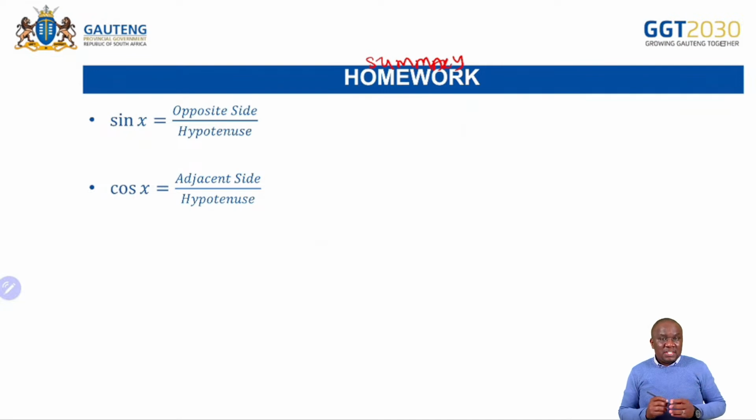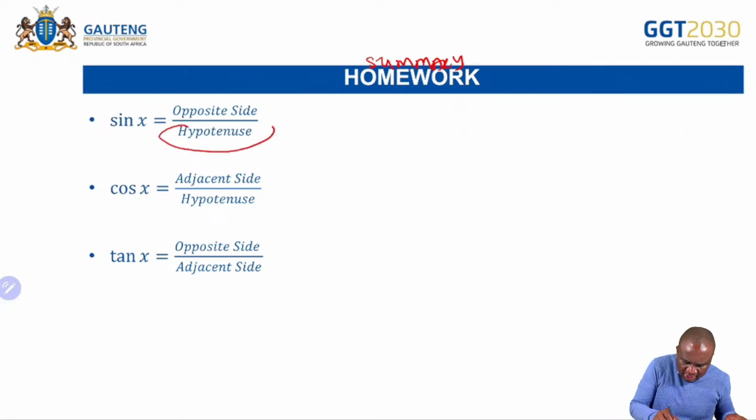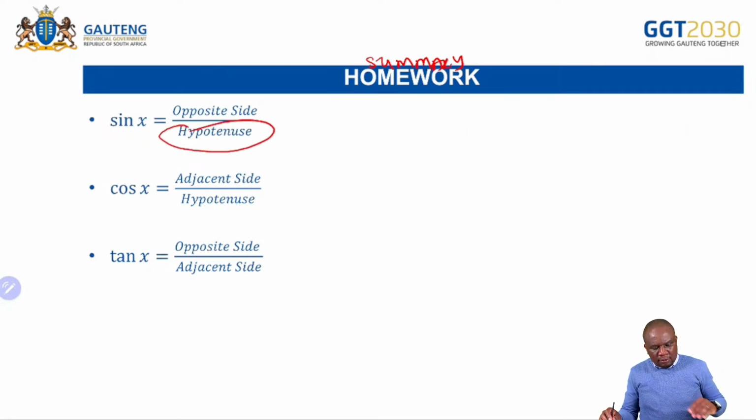So we used these trigonometric ratios a lot in today's lesson. Remember that sine x is opposite side over hypotenuse, cos x is adjacent side over hypotenuse, and then tan x is opposite side over adjacent side. Did I say it right here? Yes, sine x is opposite side over hypotenuse.